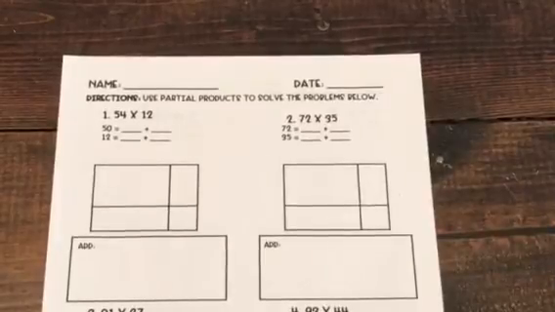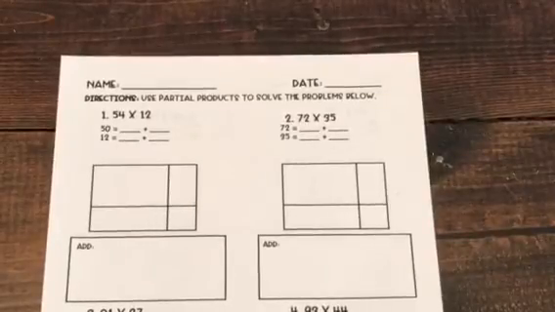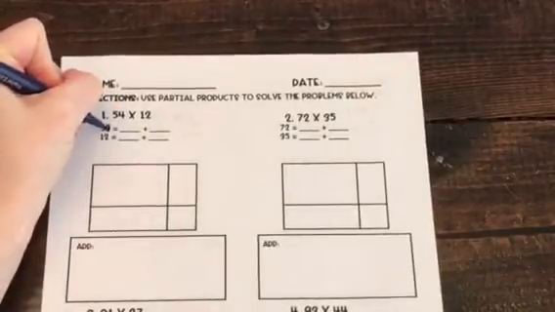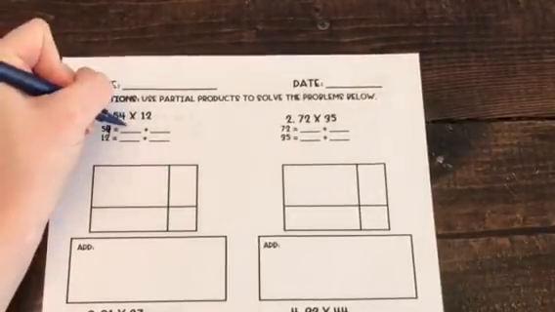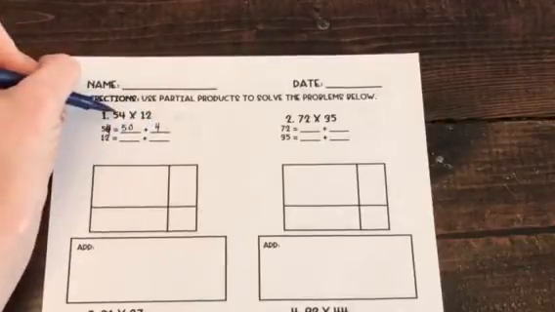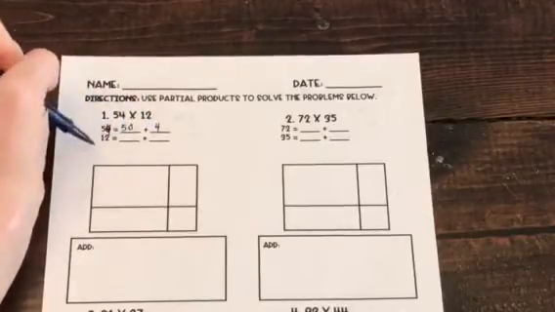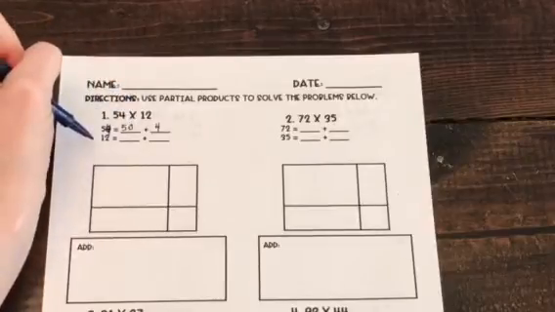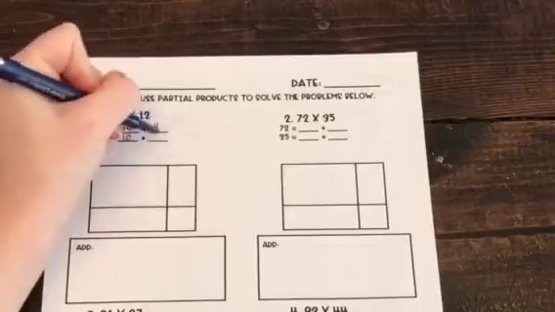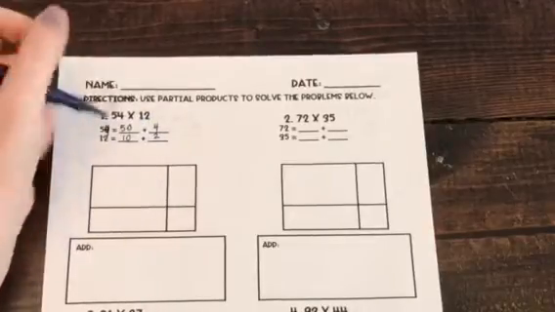The first thing that you need to do is break the number 54 into two parts. So to get 54, you need 50 plus 4. I'm breaking it up by place values, by the tens and then by the ones. And you do the same thing for 12. 12 has one set of 10 and two twos.